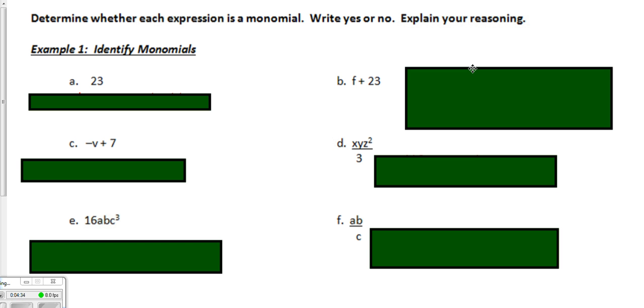So let's use those rules in a couple of examples. Actually, we won't get to those rules quite yet. We're just looking at identifying monomials. So determine whether each expression is a monomial, write yes or no, and explain your reasoning.